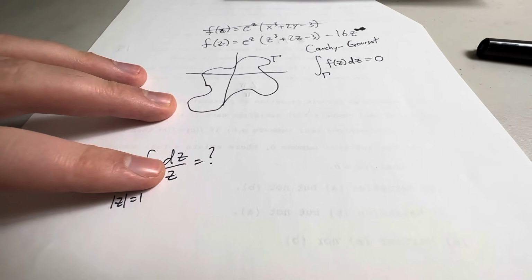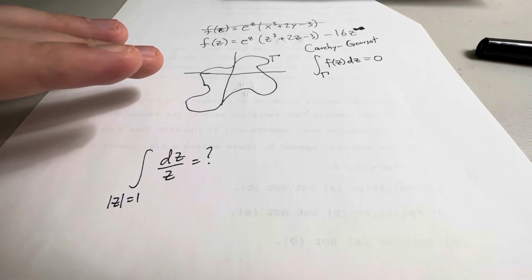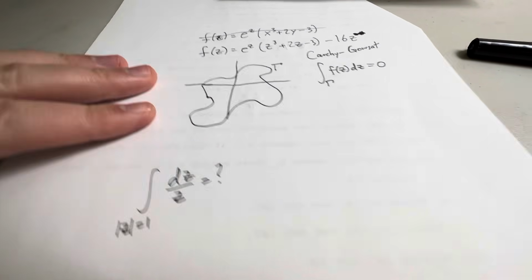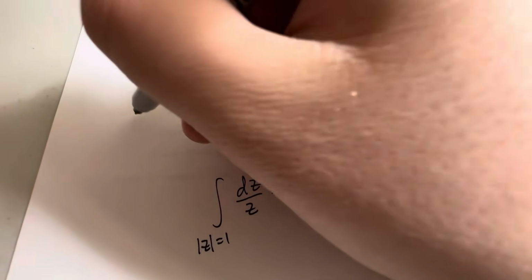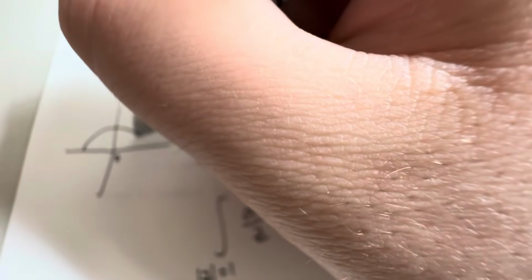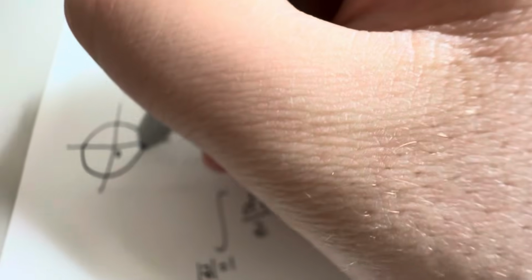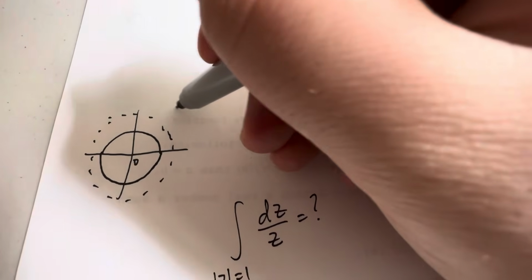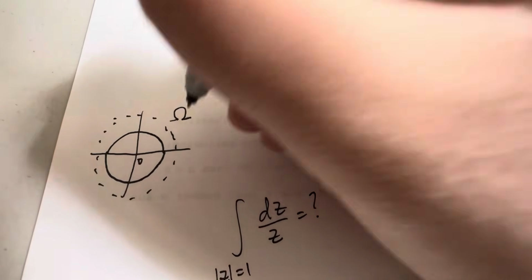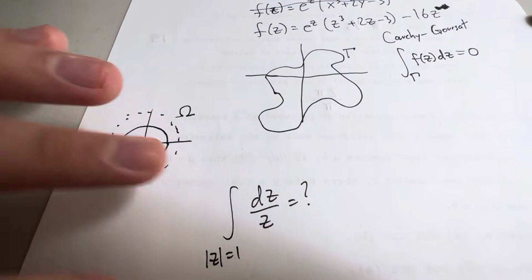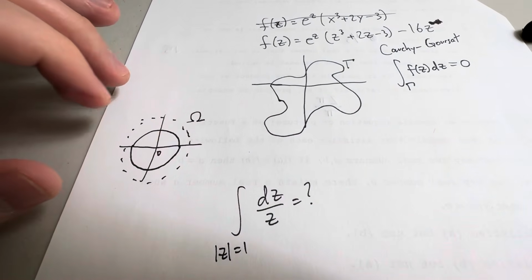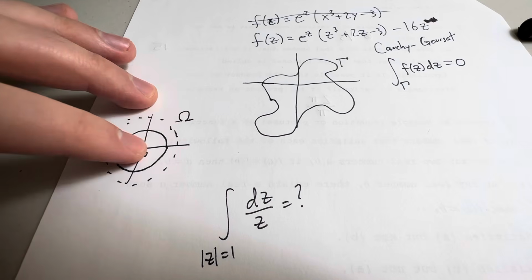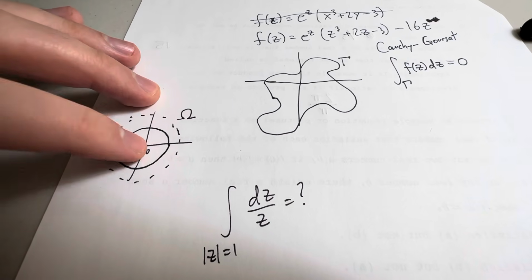1 over z is not analytic inside the circle. Here's my complex plane, here's 0, here's my curve that I wish to integrate over. If I have a region containing the curve, and I call the region omega, as a lot of textbooks do, this function 1 over z is not analytic because it has a pole, or a singularity, at 0.